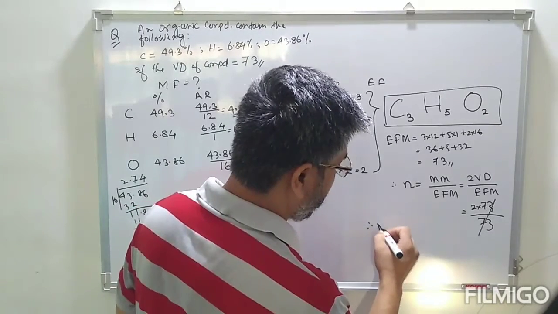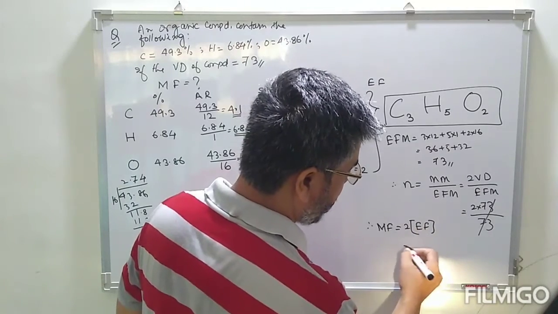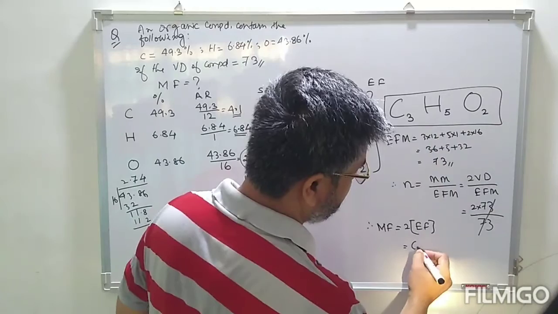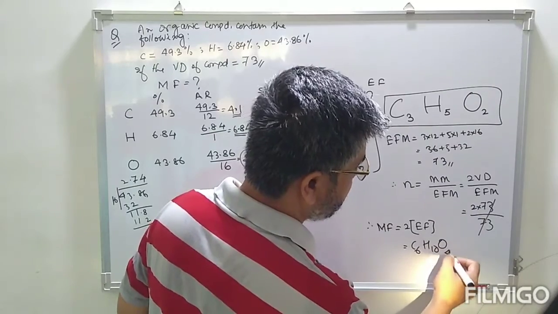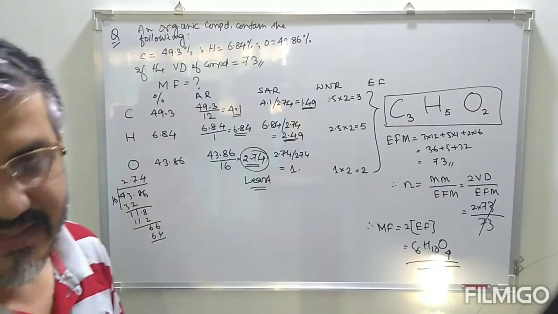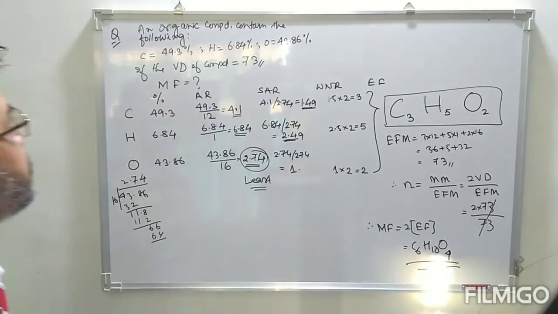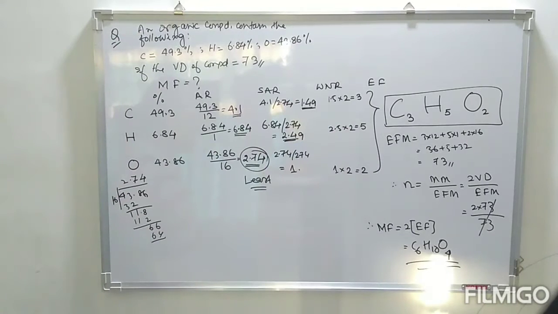So therefore, molecular formula of the compound is 2 into empirical formula. So multiply this by 2. So this is 2 3 are 6, 2 5 are 10, 2 2 are 4. So this is the molecular formula of the given compound with this corresponding percentage composition. So this is how we convert the percentage composition into the molecular formula by using these sequential steps. Let's solve some more examples so that we can easily know how to proceed.